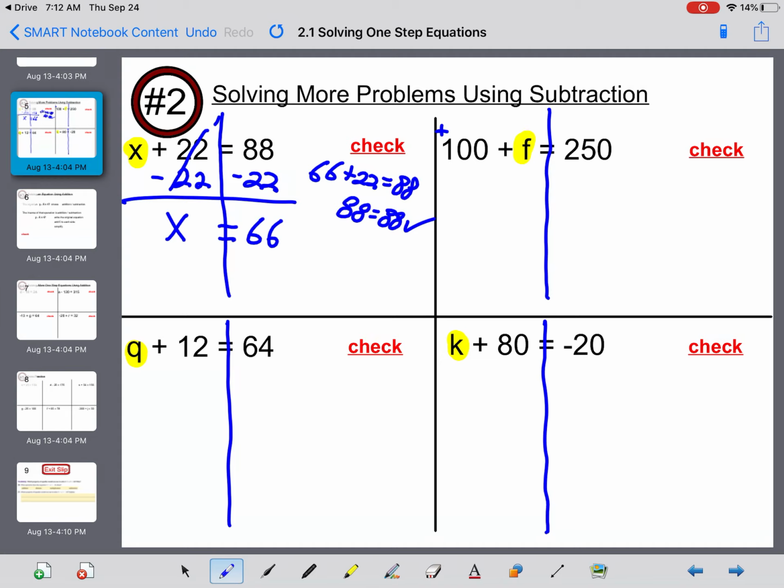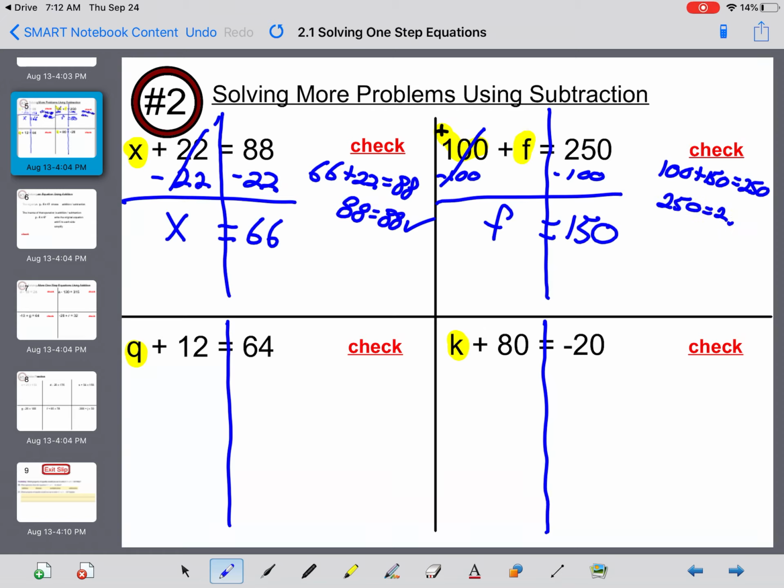Okay, for the next one, you have a positive 100 plus f. So to get rid of a positive 100, I'm going to subtract it from both sides. 100s cancel, f equals 150. Again, if you want to check, 100 plus 150 equals 250, and that's true. 250 equals 250.